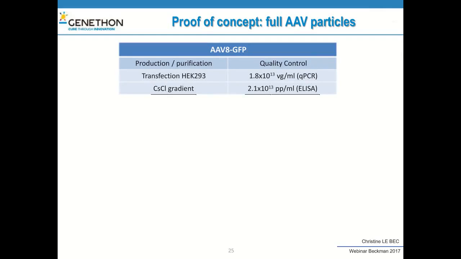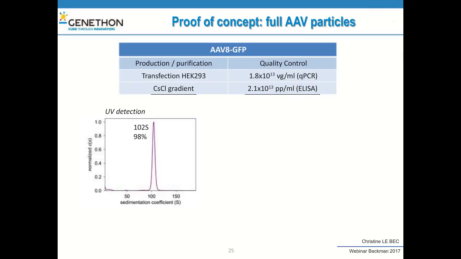After that, to complete the characterization of the empty particle, we look at the full particle. For that, we take one example, the AAV GFP. This lot has been produced by triple transfection in human cells and purified by cesium chloride. We made a quality control on this product, with a titration of the VG titer and the total particles, and we have a very nice correlation between these two assays, meaning that we have only full particles.